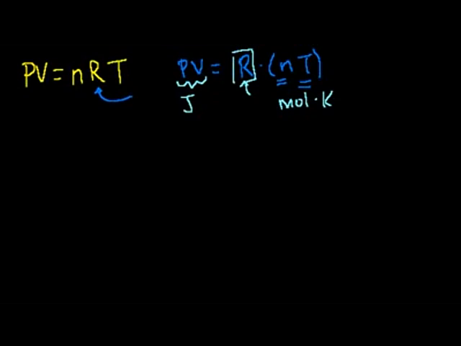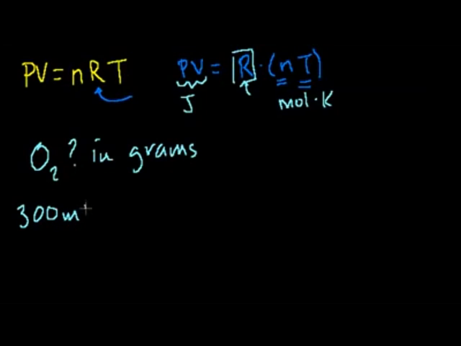So let's say we want to know how many grams of oxygen. So we want to know grams of O2. So how many grams of O2 are in a 300 milliliter container that has a pressure of 12 atmospheres, and the temperature is 10 degrees Celsius. So let's just break out, well, we've already broken out our ideal gas equation.